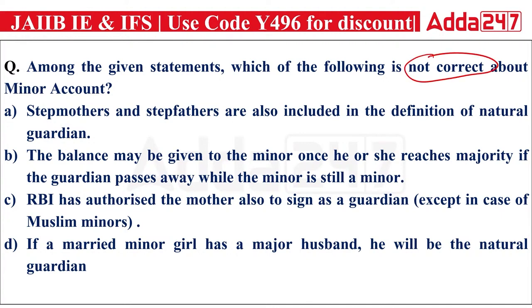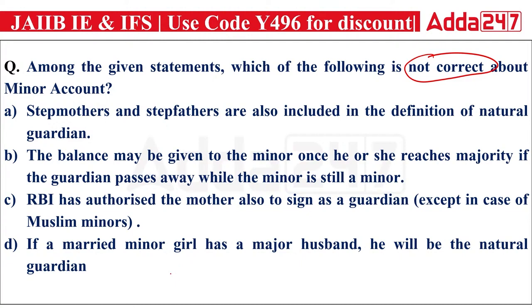First is saying stepmothers and stepfathers are also included in the definition of natural guardian. Second is saying the balance may be given to the minor once he or she reaches majority, if the guardian passes away while the minor is still a minor. Then next, RBI has authorized the mother also to sign as guardian except in certain cases. Fourth is if a married minor girl has a major husband, he will be the natural guardian of her. Now, which of the following is not a correct statement about the minor's account?